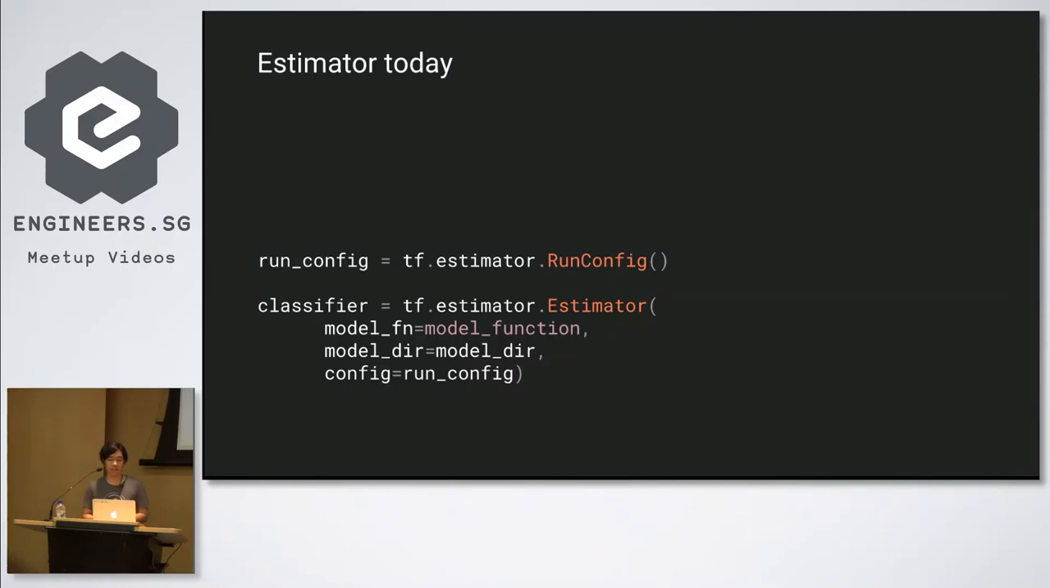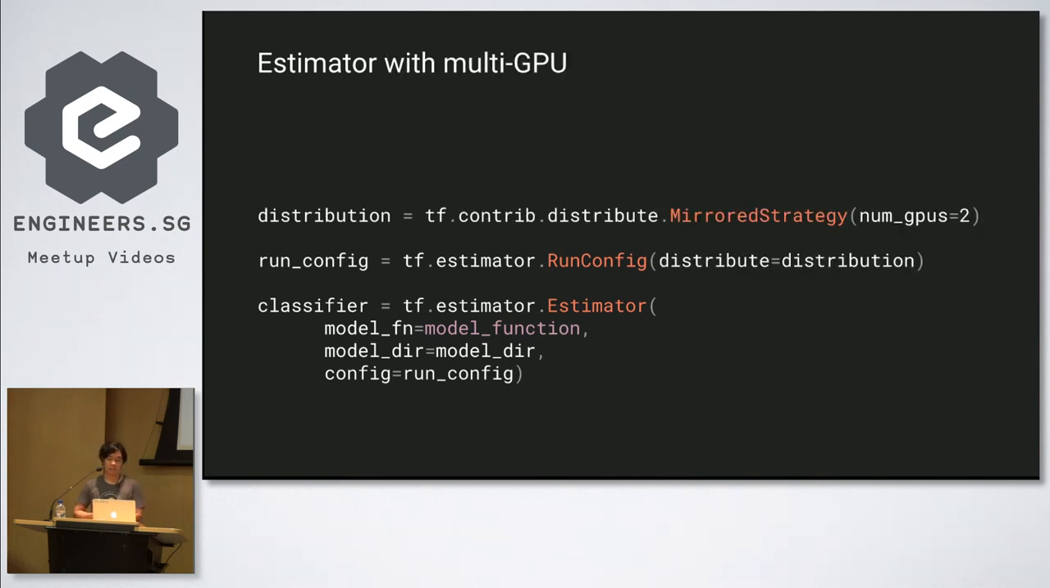So today with Estimator, you have these two lines, right? And what you have to do is just put one more line, which is the distribution strategy. Now they have this mirrored strategy, which is suitable for the case where you have a single server but multiple GPUs. You can just put this inside the run config and then use that run config in Estimator. And now you can do distributed training very easily.